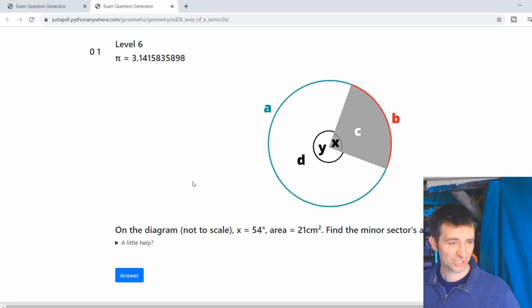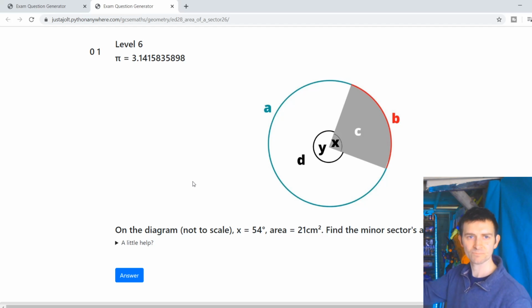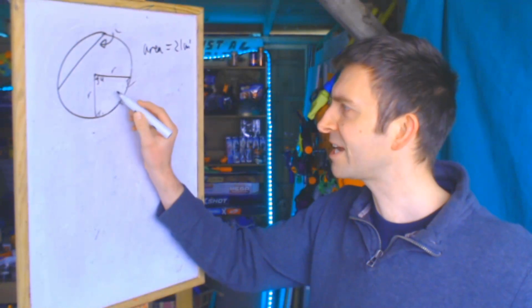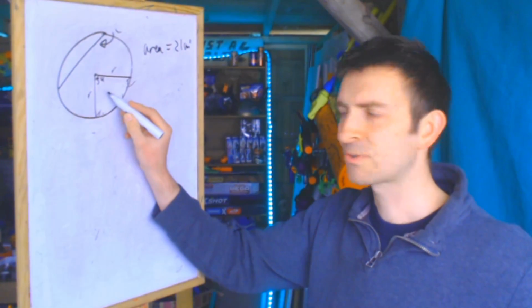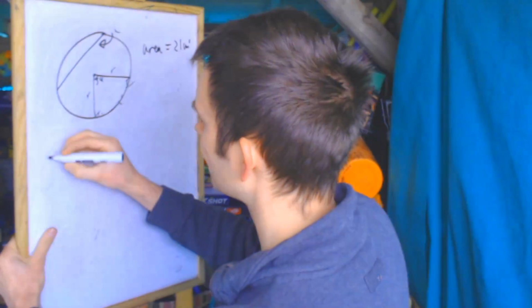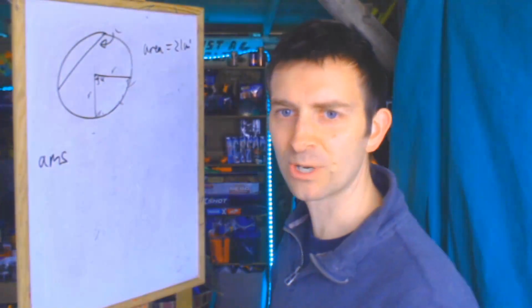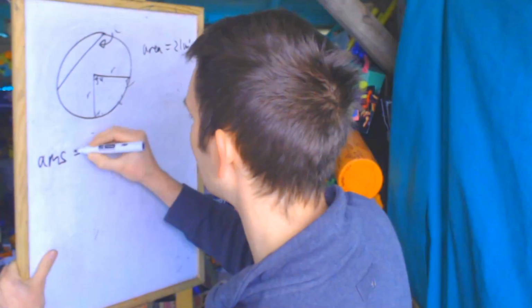And what else does it say? The area of the circle, the whole area of the circle, is 21 centimeters squared. And it wants us to find the area of the minor sector. So there is our minor sector. Right there. Can't even see it. There's our minor sector. Okay, and that's what we're trying to find. The area of the minor sector. So let's just remind ourselves what that is. Area AMS, I'm going to write for area of minor sector just to save me time.